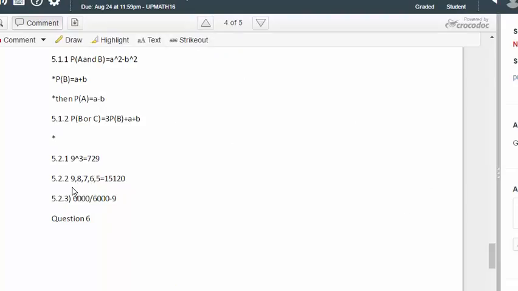9 times 8 times 7. So this student would have been correct if she just realized that we don't have 9 numbers to choose from. We had 7. And please don't use commas, but you're on the right track.